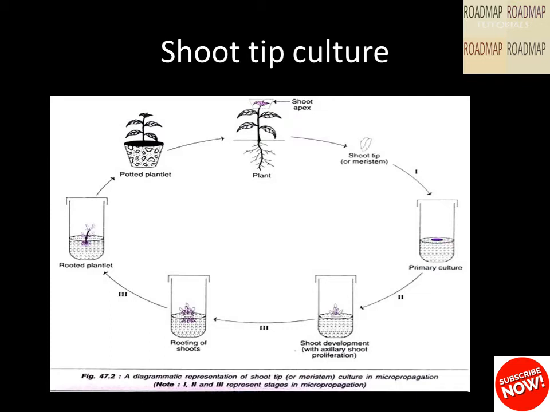From the figure, you can see that first the explant, shoot tip or meristem, is taken, then it is established in the culture. Then shoot development takes place, where we add the growth regulator. In stage 3, rooting of shoots takes place, and the rooted plant is then taken out and moved to a green environment in a potted plant, so that growth takes place nicely. So this is the basic of how shoot tip culture takes place.